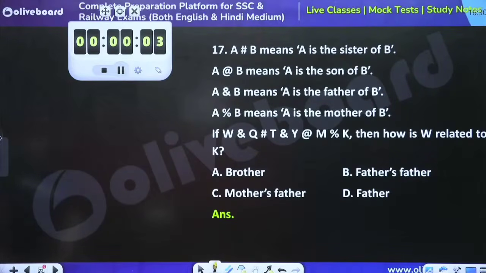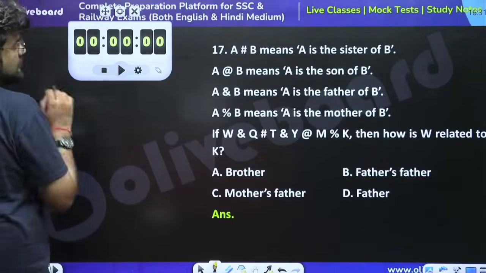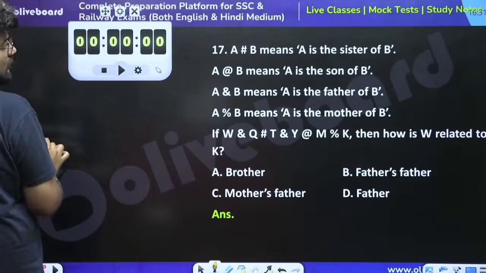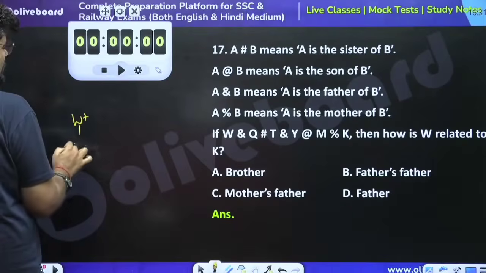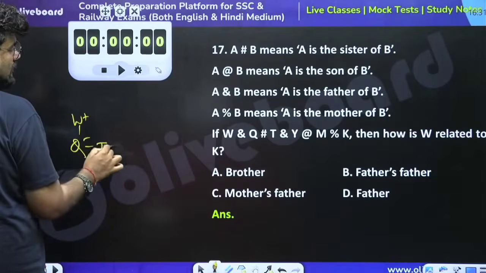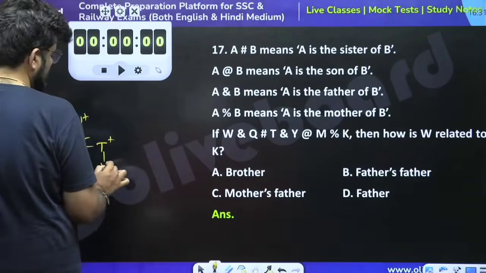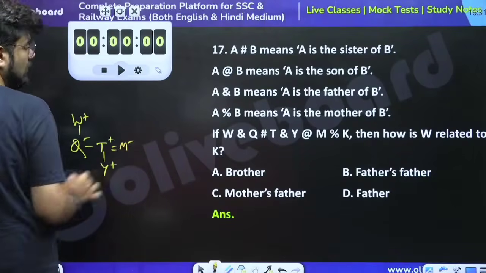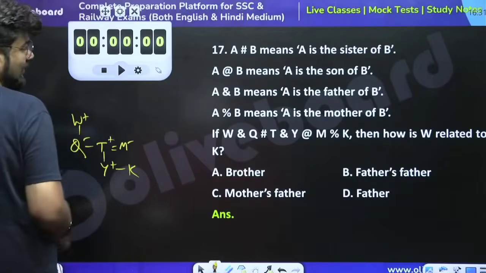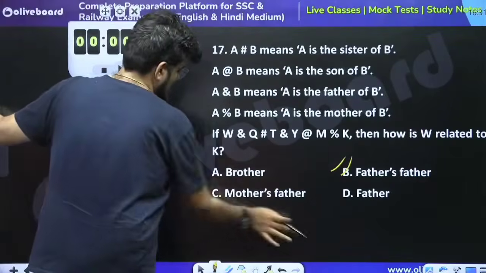Father's father, grandfather. Okay, let's check. So W ampersand Q, we need to find out W to K, right? So we have to draw the whole thing. So W is the father of Q. Q hash T, Q is the sister of T. T is the father of Y. Y at the rate M, Y is the son of M. So M is the mother. M percent K, M is the mother of K. So how is W related to K? Father's father is absolutely right. Option B is the right answer. Good job. Next.